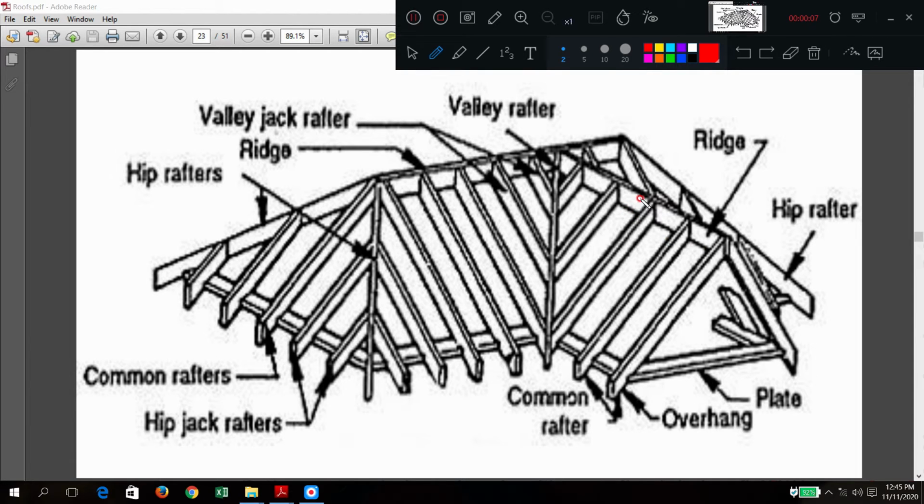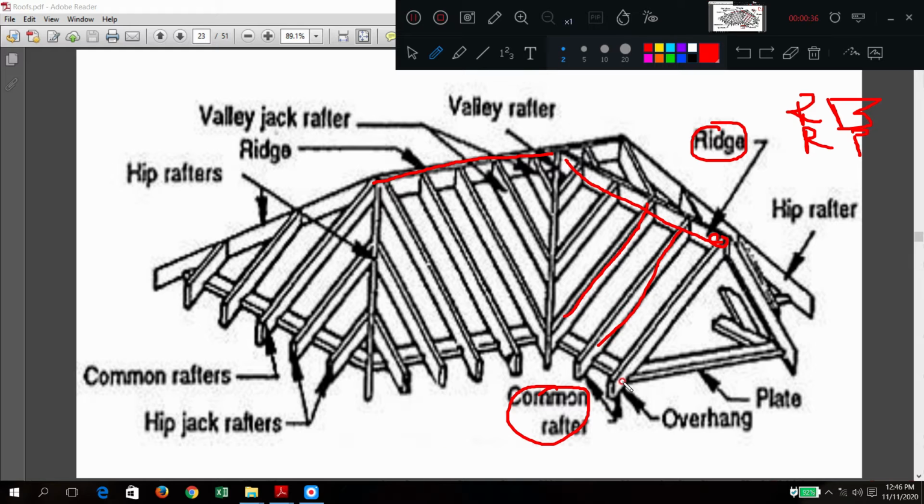Once again I will start with this one. The highest member which supports everything is called the ridge. The member itself is called the ridge. If it is a beam, it is called a ridge beam, or sometimes a ridge piece. From there you have rafters running from top to bottom. These are called common rafters.